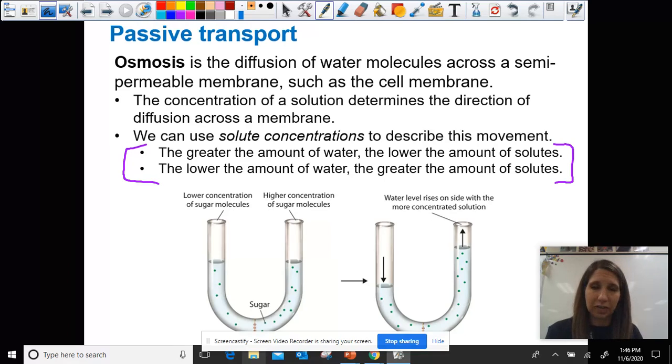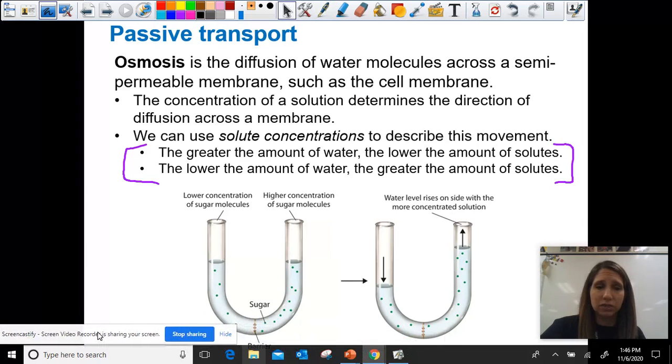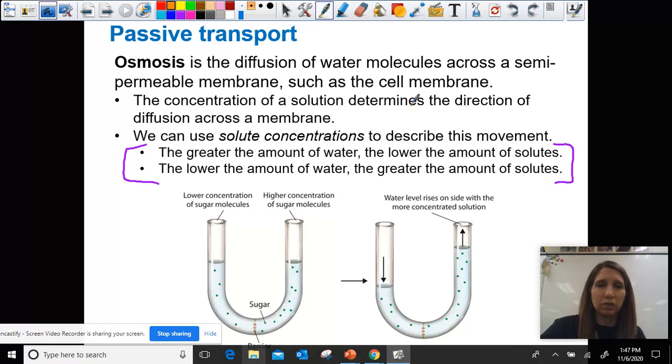So the picture that you're looking at here at the bottom is this U-shaped tube, okay? And we talk about this in biology a lot because this is a really good way of kind of representing how osmosis occurs, how it can occur in living things. And so in this U-shaped tube, notice we have a couple of things going on.